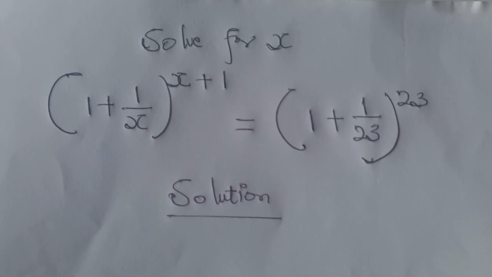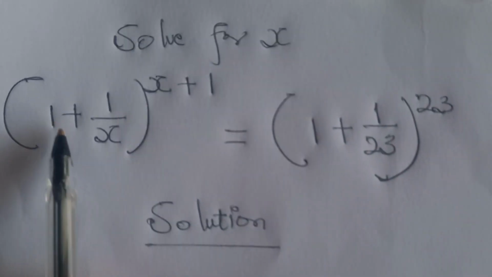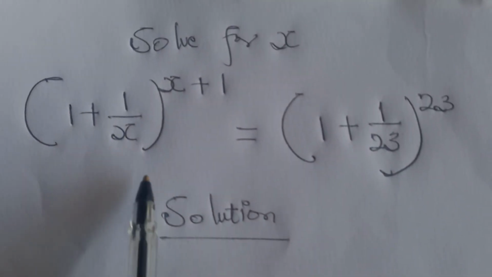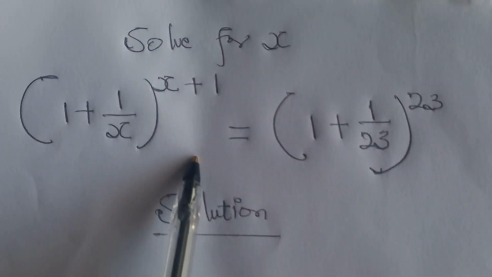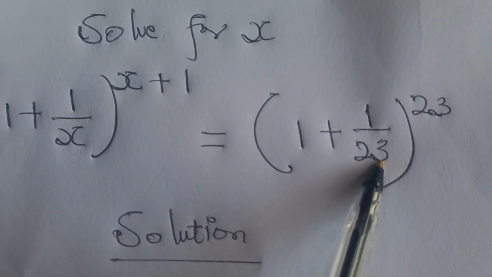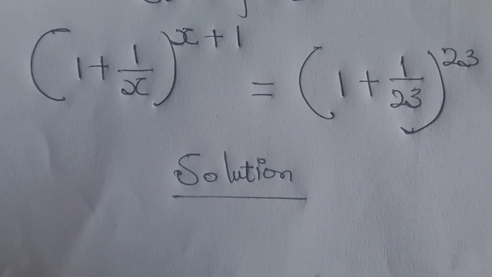So today we are looking at this equation. We have (1 + 1/x)^(x+1) equal to (1 + 1/23)^23. In this case, we are solving for x.